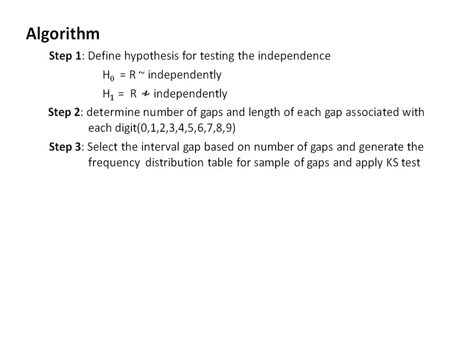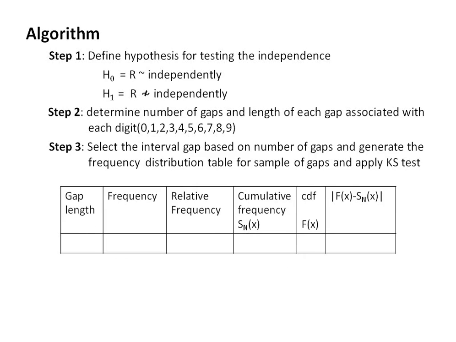Third step, select the interval gap based on number of gaps and generate the frequency distribution table for sample of gaps and apply Kolmogorov-Smirnov test. So the table looks like this. The gap length, here we are giving the gap intervals, that is 0 to 3, 4 to 6, and the length of the gap. Here 0 to 3 means gap interval length is 4. So 0 to 2 means gap interval length is 3 and so on.